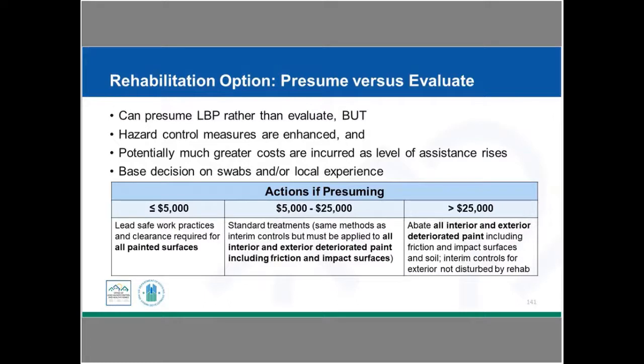Okay, if you do decide to presume rather than test, you're allowed to do that, but your hazard control measures are enhanced, and it might cost more than if you had actually tested and done a risk assessment. It could cost more because potentially you could be treating areas that may not even have lead-based paint. So you have to look at your portfolio, you have to see what has been your experience. Have you had a lot of lead units, or do you not have so many lead units? So maybe it's more cost effective to do that kind of testing.